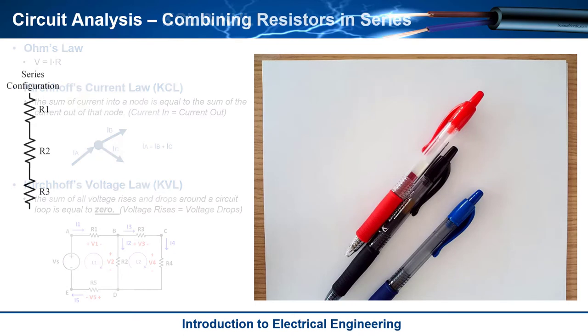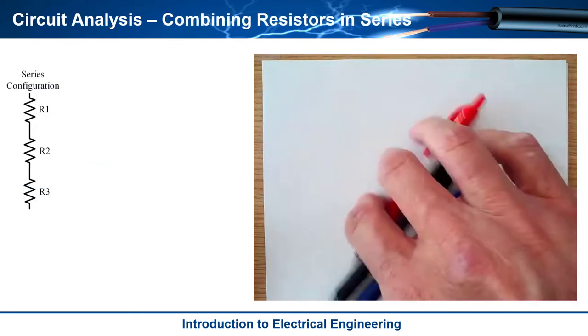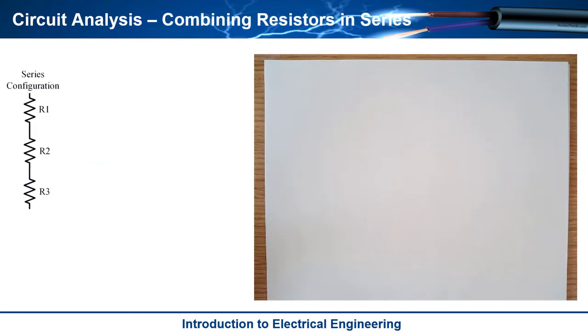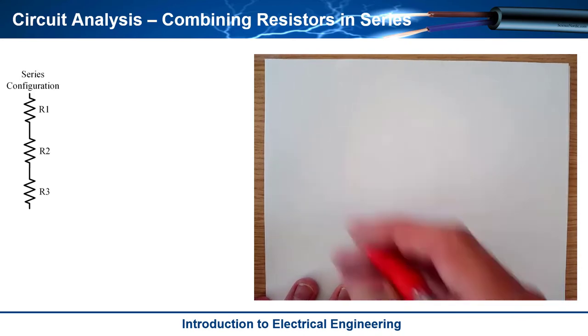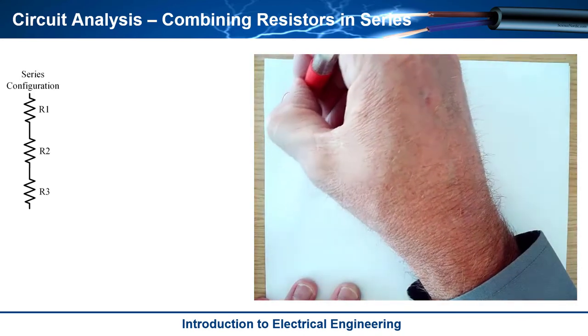So let's take a look at an example where I'm going to solve a circuit that has three resistors in series. We'll see if we can use these laws to figure out what's going on in the circuit, and also derive some relationships about how we could combine resistors in series and how we could find the voltage across any of them really quickly.